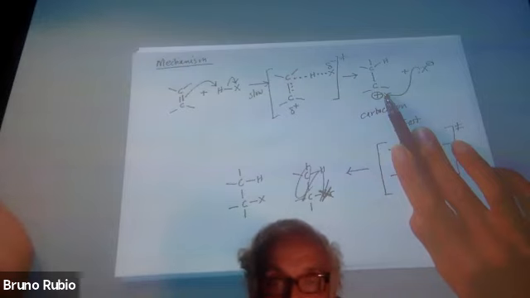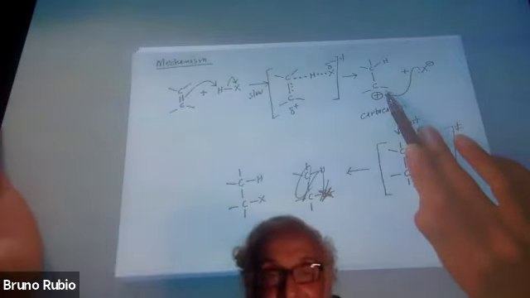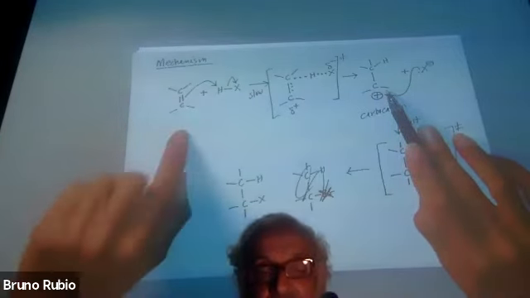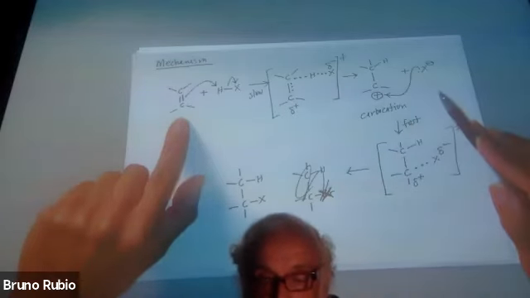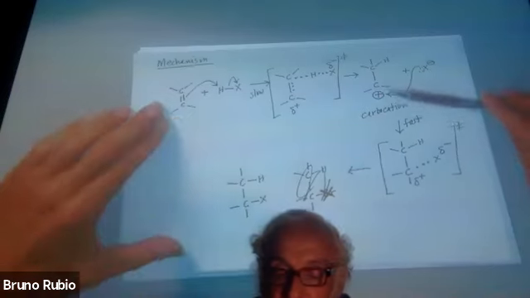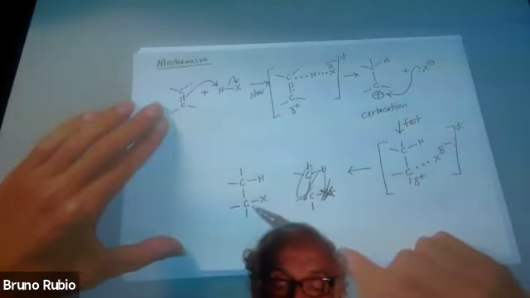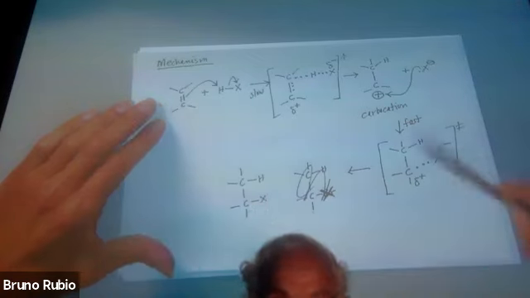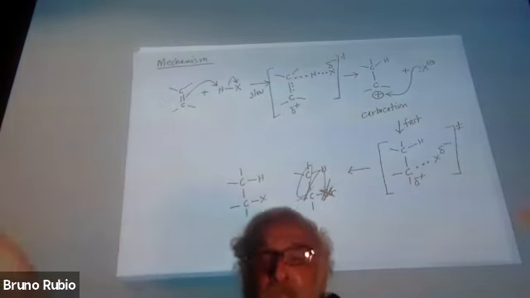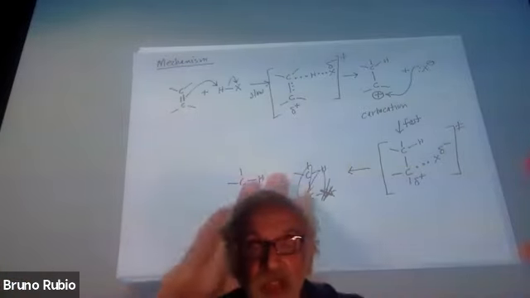Atoms want to have an octet. This carbocation doesn't have an octet, it only has a sextet. So I'm asking stuff that is happy to become stuff that is unhappy. That is a slow step. Okay, step two, something that doesn't have an octet is recapturing its octet. In step two, it's going to be very fast because I'm just making everything happy again. So step one is slow, step two is fast.